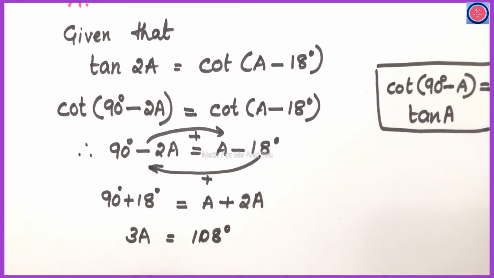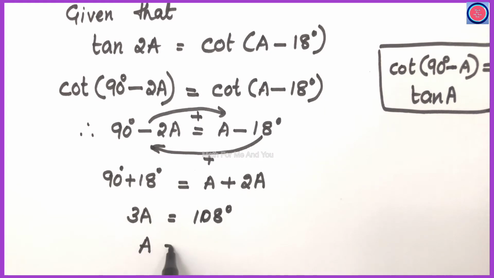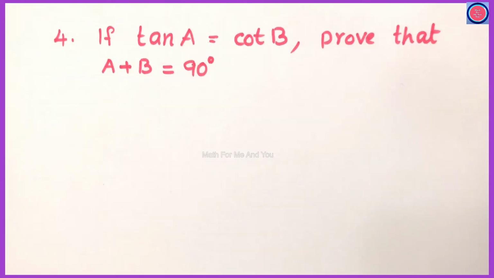How to find the value of a? Both sides divide by 3. So we get a is equal to 108 divided by 3, that is equal to 36 degree. The angle a is equal to 36 degree we get. Fourth question is, if tan a equals cot b, prove that a plus b equals 90 degree.